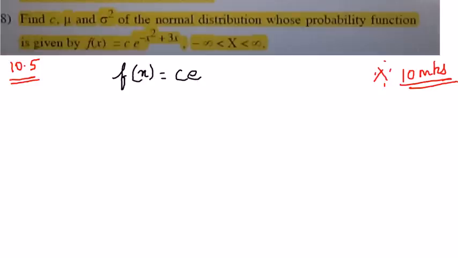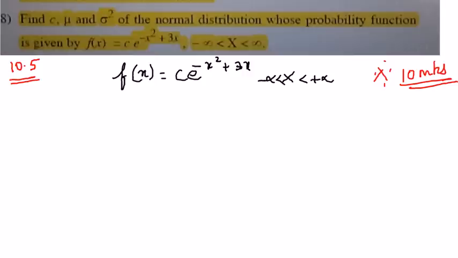So this 8th sum, which is from exercise 10.5, is a very important 10 marks question. Okay, so let's get started. So the given equation is, you have a probability function f of x, which is given by c e power minus x squared plus 3x, where x lies between minus infinity and plus infinity.